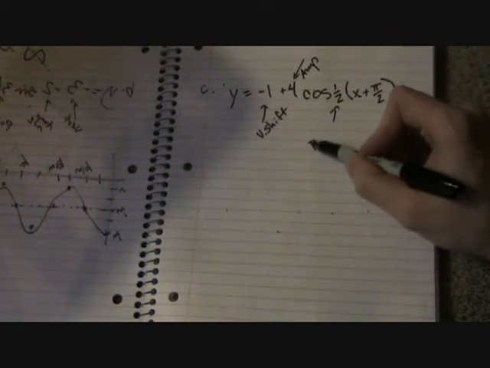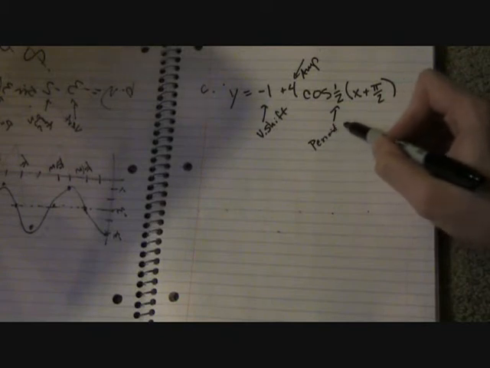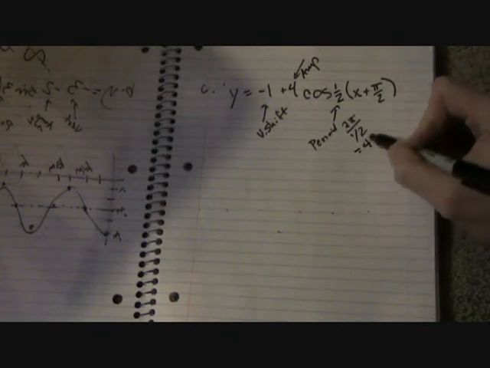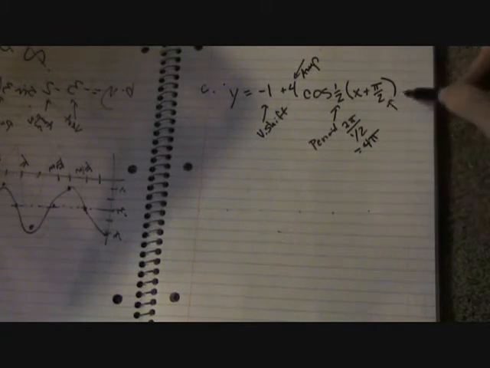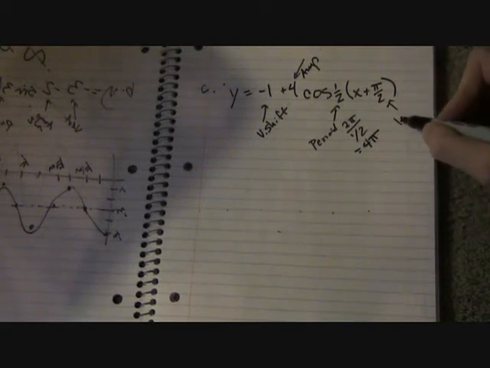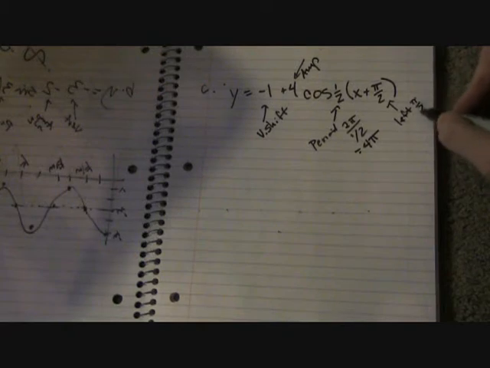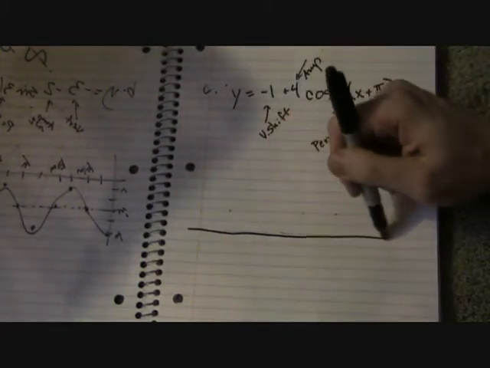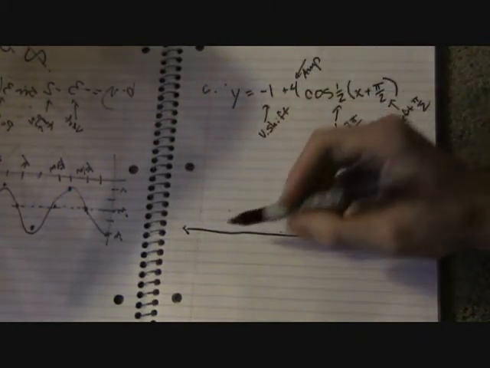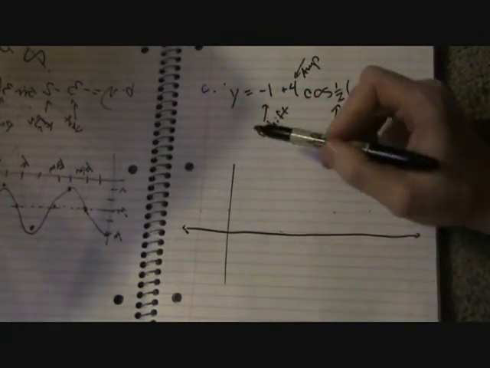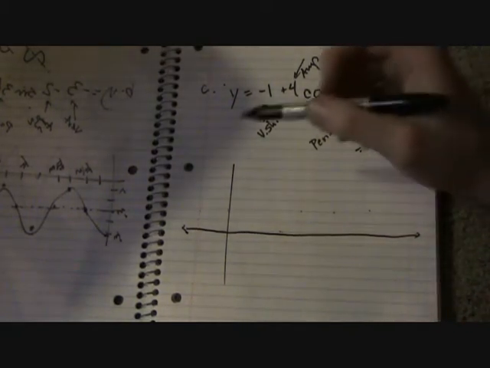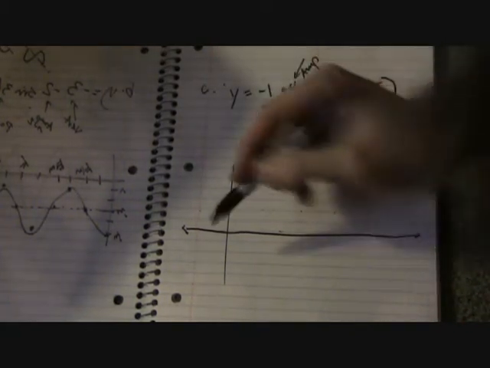Now, for your period, you've got 2 pi over 1/2. So that's going to turn out to be 4 pi. And then here you've got your phase shift of left pi over 2. So it's going to be a very, very slight one. When you do it like this, especially since we're going to the left, please give yourself some space that way. And negative 1.